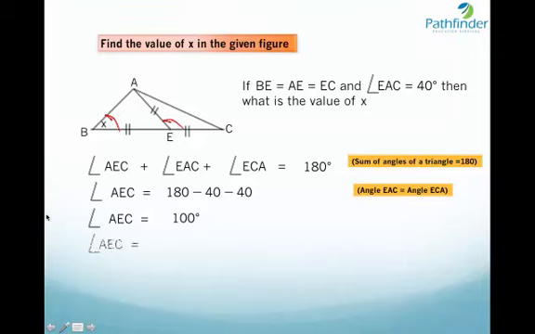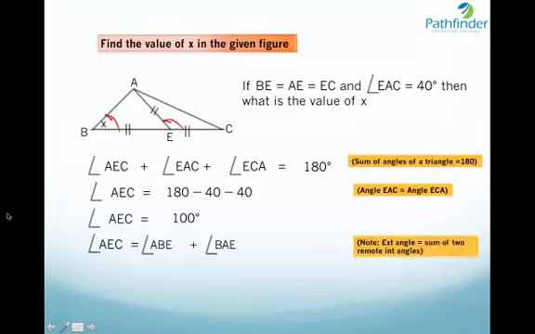So we solve it further. AEC is equal to angle ABE plus angle BAE because exterior angle is equal to sum of two remote interior angles. We apply the same property once again. 100 is equal to 2x. Why 2x? Because both ABE and angle BAE are equal. And on solving this, we get the value of x as 50 degrees.